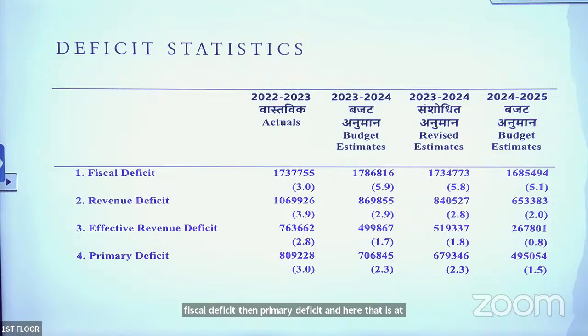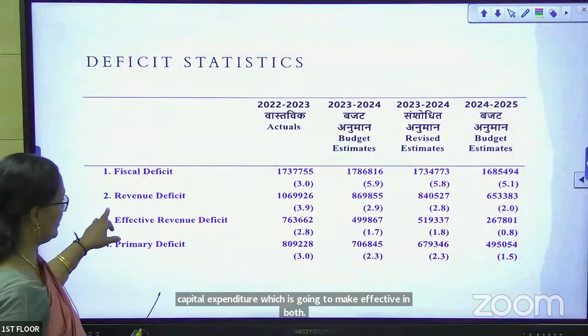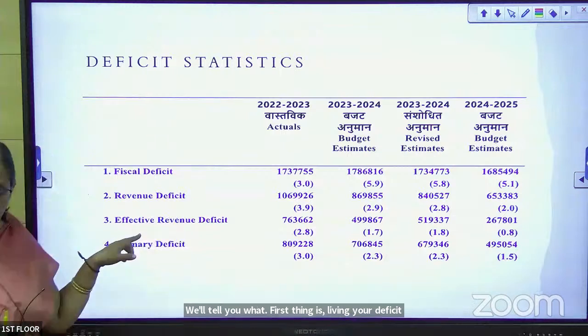In today's session, you are going to hear 2 keywords. One is this effective revenue deficit. Then we are going to say something called effective capital expenditure. They both are going to go hand in hand, because what you are going to take out of the revenue deficit here, you are going to put that inside the capital expenditure, which is going to make effective in both. We'll tell what. First thing is revenue deficit. Can somebody tell the formula for the revenue deficit?